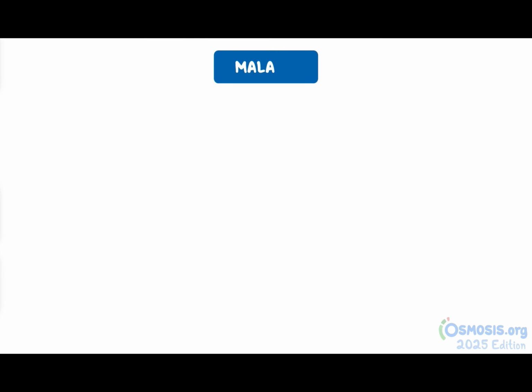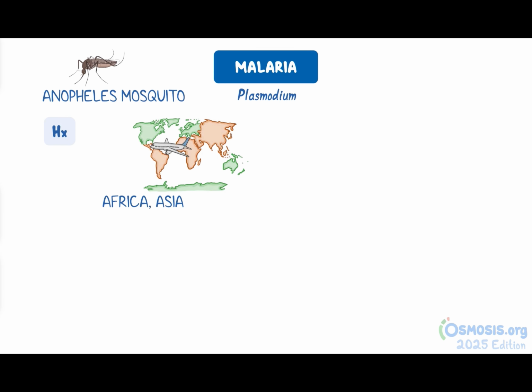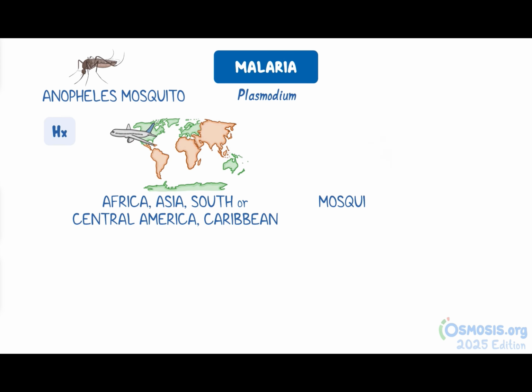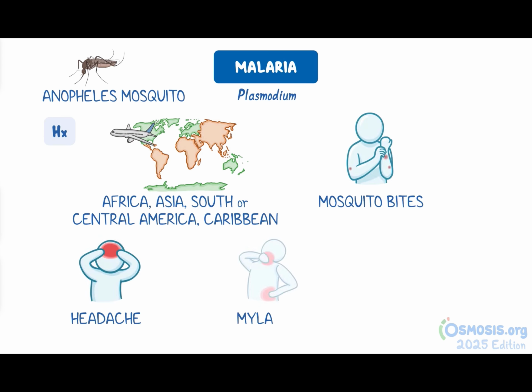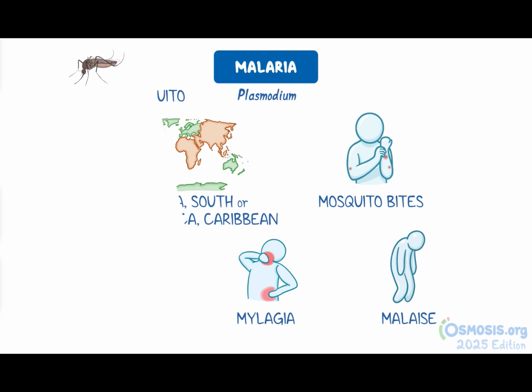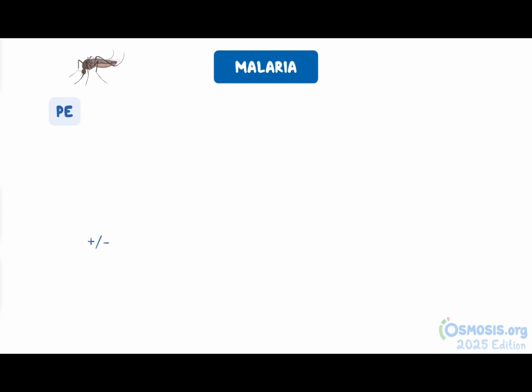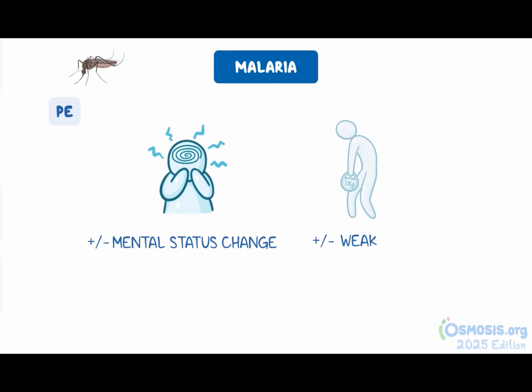Next up is malaria, a protozoan parasite of the genus Plasmodium that's transmitted by infected Anopheles mosquitoes. These patients report recent travel from Africa, Asia, South or Central America, and the Caribbean, as well as mosquito bites, headaches, myalgia, and general malaise. Physical exam might show mental status changes and weakness.